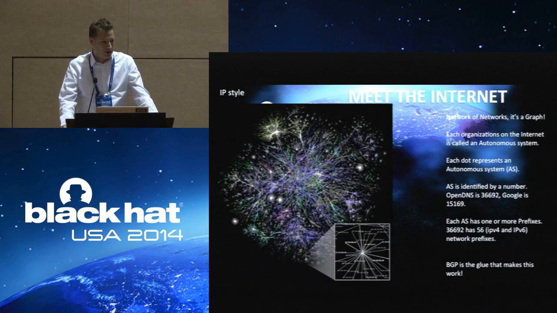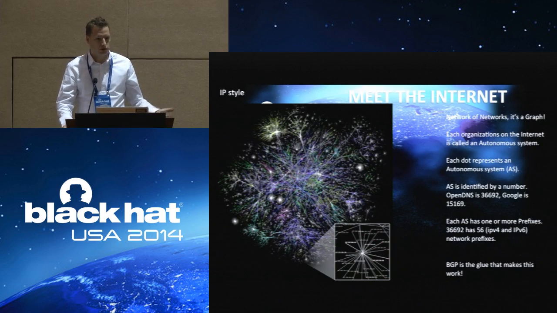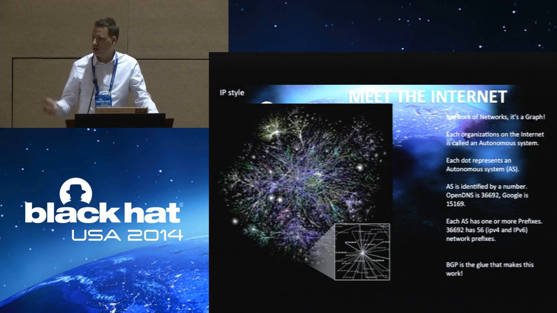Basically what we're looking at here is each dot in this graph is an autonomous system. An autonomous system is basically a collection of networks under the administrative control of one organization. For example, OpenDNS with many servers and prefixes is one autonomous system. Facebook is one, Microsoft is one, and so on and so forth. Each autonomous system is identified by a number. Sometimes you hear the term ASN, which stands for AS number.